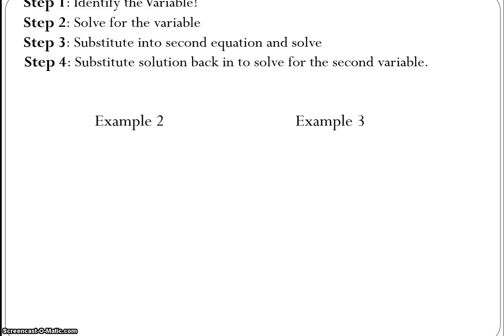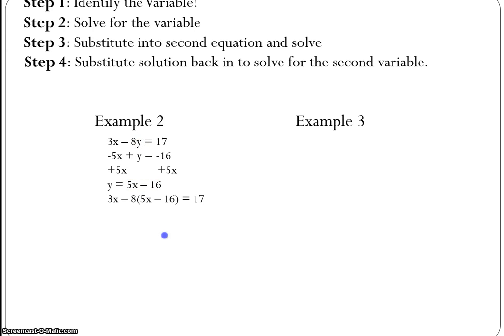Here are a couple more examples. Remember, first thing we're going to do is identify the variable we want to solve for. We want a lonely variable. The loneliest variable here is this y. So we're going to solve for y by adding 5x to both sides. Then we have y equals 5x minus 16. We're going to take what y equals and plug it into the other equation for y. So now we're going to have 3x minus 8, parentheses, 5x minus 16, because I replaced that y with the 5x minus 16, and equals 17.